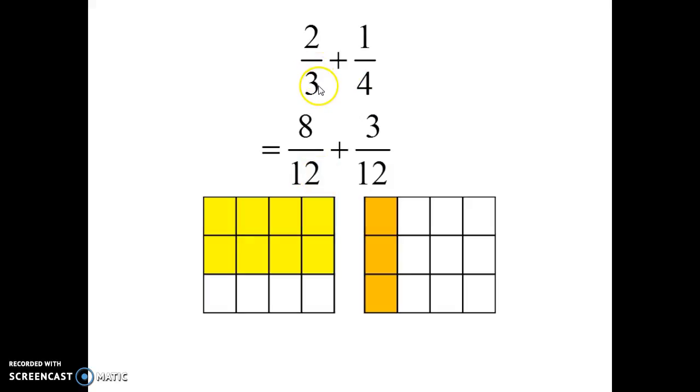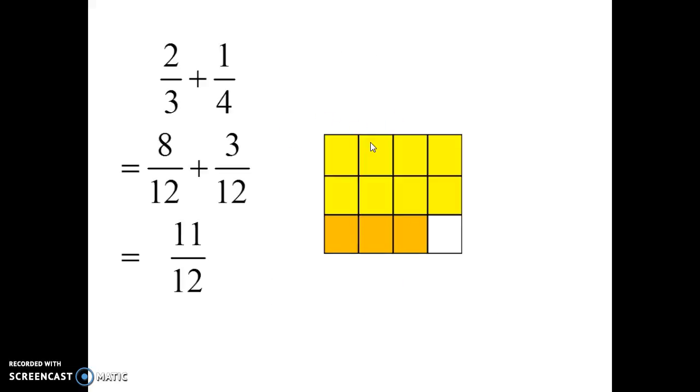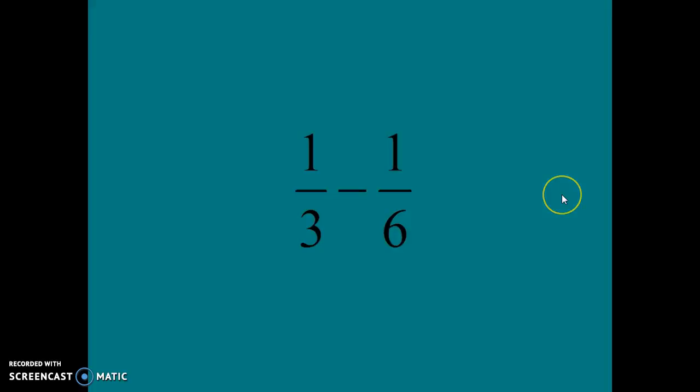So you can see here, from this 3 to get to the 12, I've multiplied by 4. Whatever you do to the bottom of a fraction, you do to the top. 4 times 2 is 8. Here, the 4 has been multiplied by 3 to get 12. So the top number, that 1, needs to be also multiplied by 3 to get the 3 here. 8 plus 3 is 11, so it's 11 out of 12. You can see that graphically that works out.